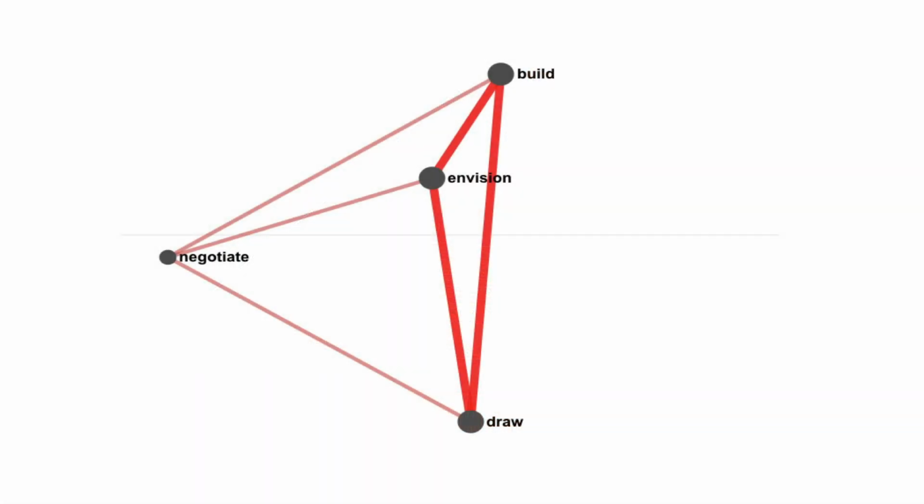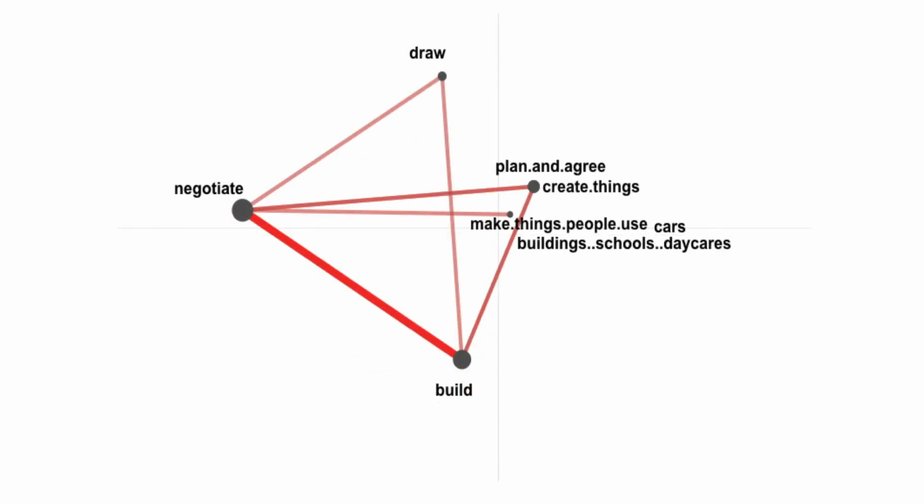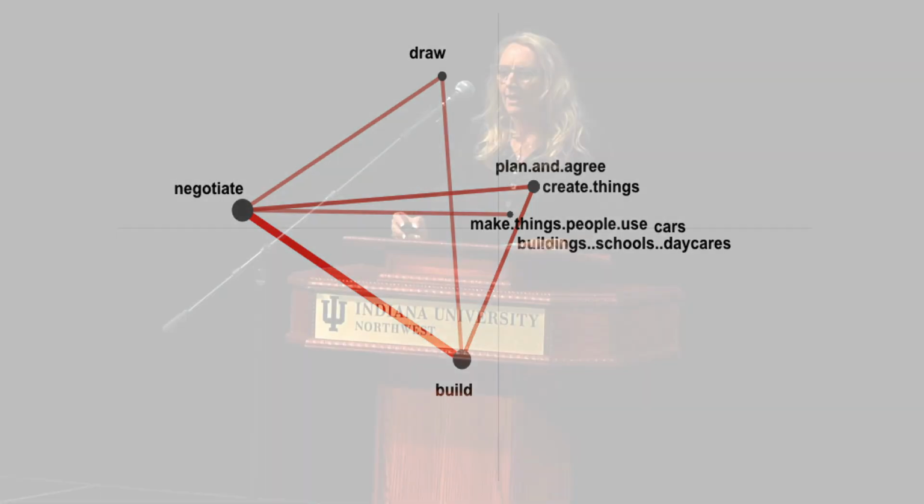This student's strongest held idea was that engineers envision first, they draw, and then they build. But all of that is tied to negotiation. This student's strongest idea was that engineers negotiate in order to build. And they do these things. They draw, they build, here's the things they build, and they have to agree.